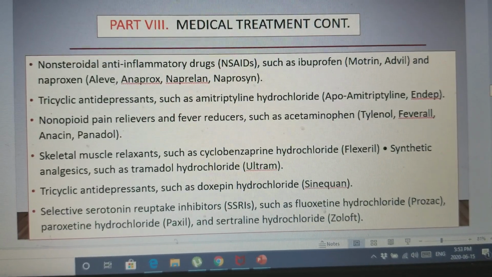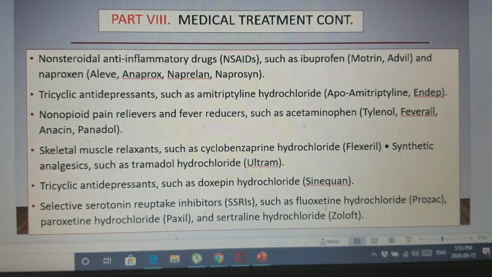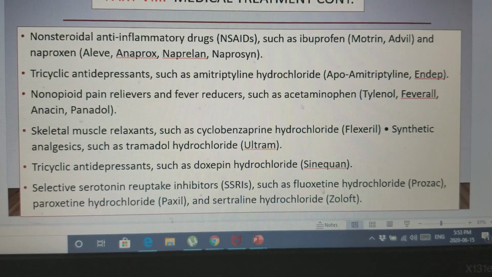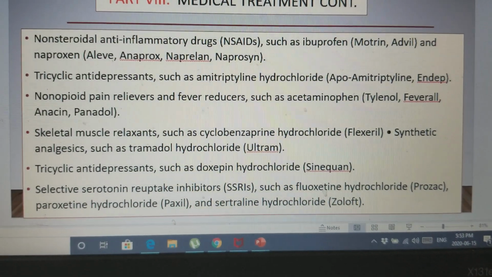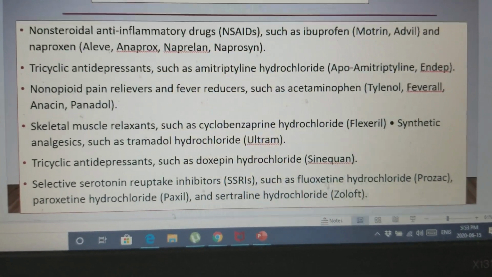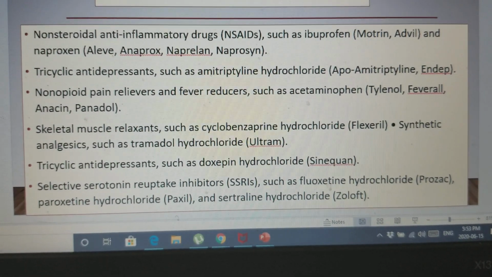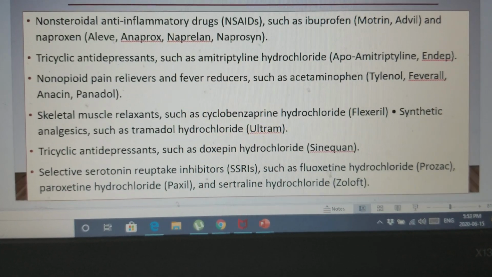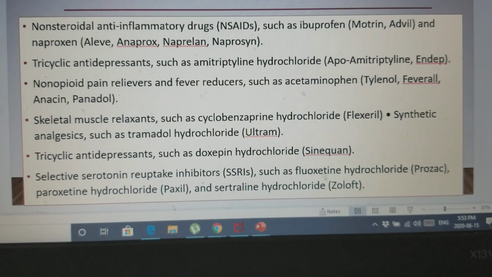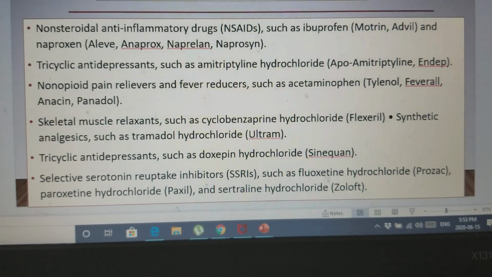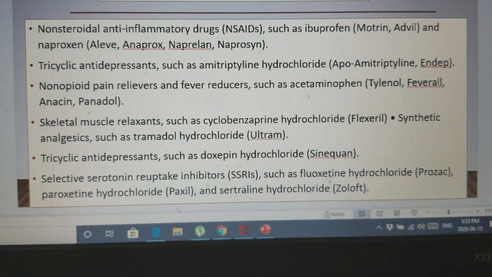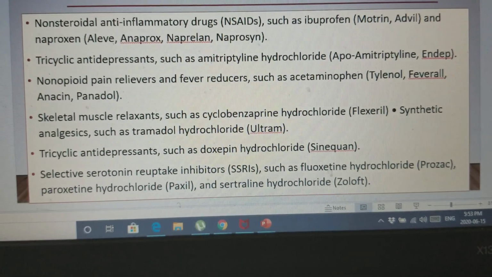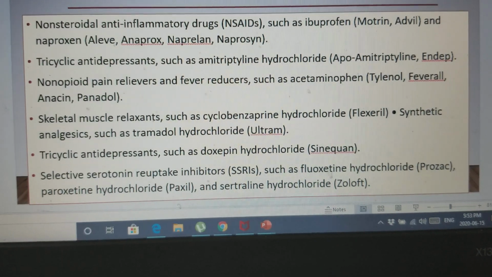Okay, so here there's an additional medical treatment that can be done to a person with a fibromyalgia condition. These are some medications that can be given by a physician or other practitioners to help relieve fibromyalgia signs and symptoms.